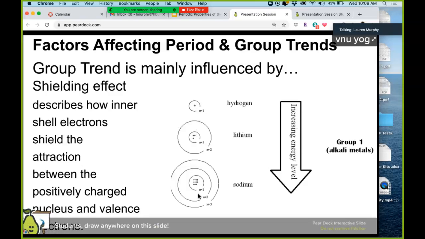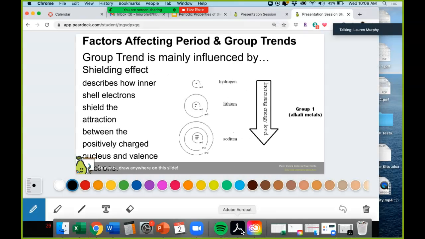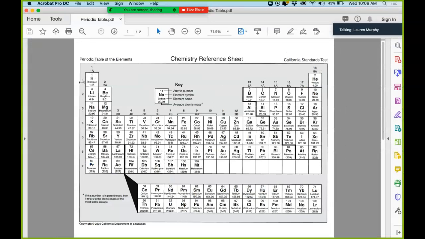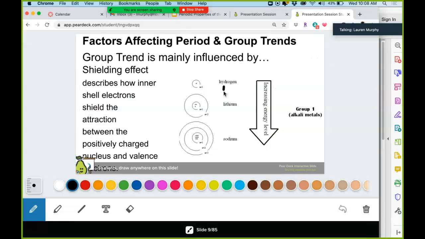Okay, now here's another trend. As you go down a group, the atom gets bigger and bigger and bigger. Now visually, this is kind of easy to see, right? Hydrogen, what energy level is it on? So you see it, it's right here. It's on this first row right here, right? First row. So it's N equals 1. That means it has 1 ring of electrons. N equals 1. Lithium is on energy level 2. N equals 2. Sodium is on energy level 3. N equals 3. So again, 1 ring of electrons, 2 rings of electrons, 3 rings or shells of electrons.